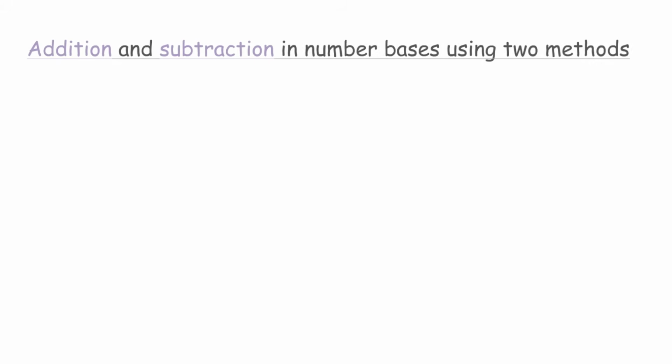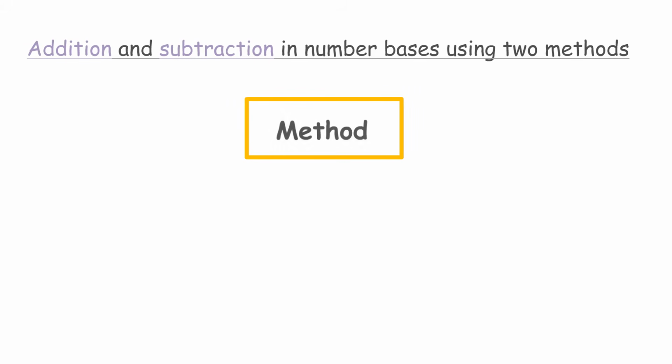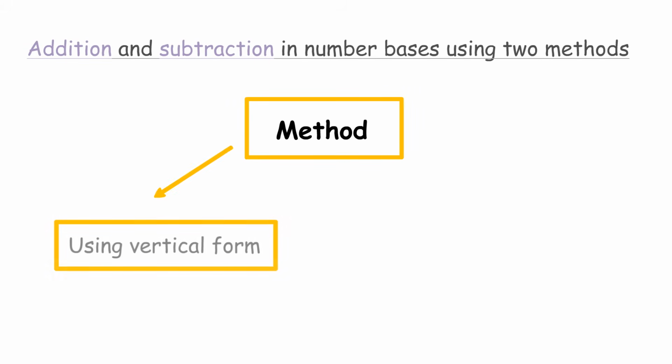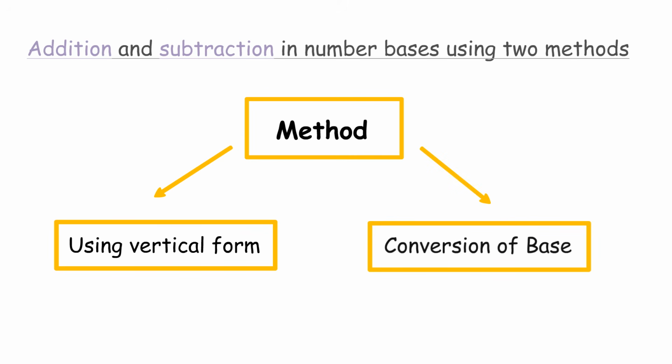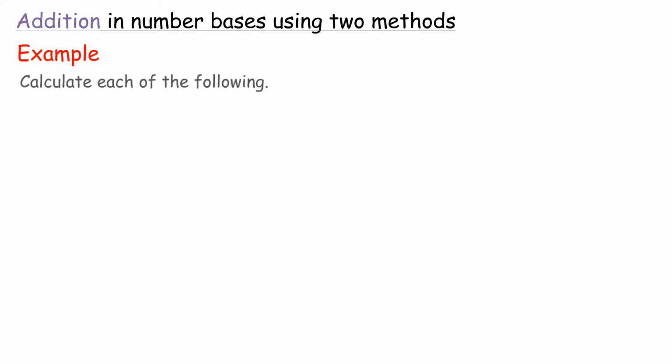Addition and subtraction in number bases, using two methods. A. Using vertical form. Write the numbers vertically when performing addition and subtraction. B. Conversion of base. Convert the numbers in a certain base to base 10. Addition in number bases using two methods. Example: calculate each of the following. A. 110 in base 2 plus 111 in base 2.